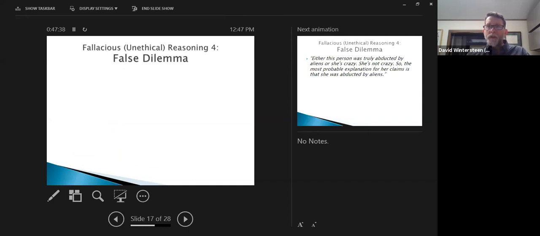False dilemma is one you're going to see a fair amount. You're presented with two choices, and they tell you you have to choose A or B, and they present it as your only two choices, when in fact there are other choices out there. So watch for this one. Anytime somebody says you've got to choose A or B, part of your spidey sense should go, really? Isn't there a choice C or D? Maybe the whole choosing thing is broken. We don't even have to make a choice.